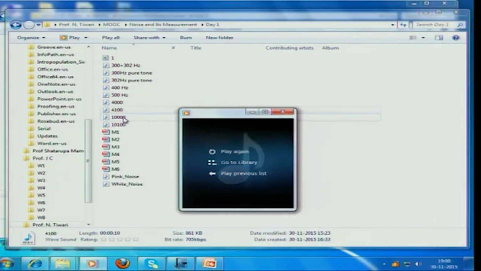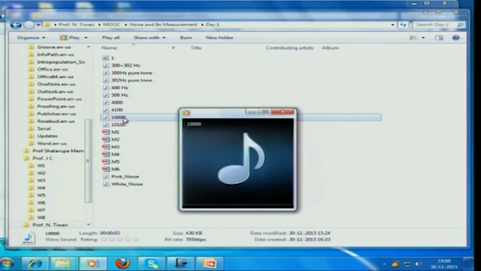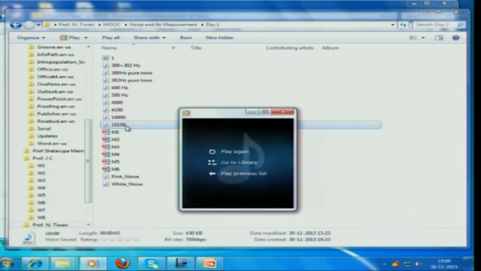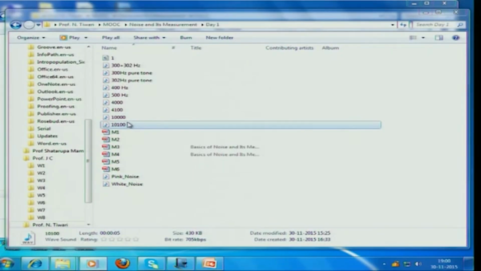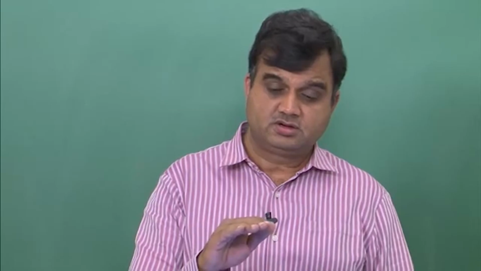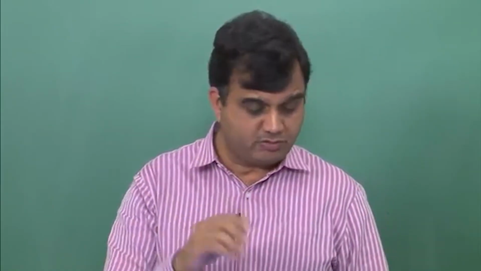And now I will play the 10,000 hertz. And this is a 10,100 hertz tone. And for these, you will not sense any difference, or a barely minimal difference, if your ears are really sharp. So what this small experiment shows is that our ears can identify and resolve frequencies on a logarithmic scale or on a proportional scale.